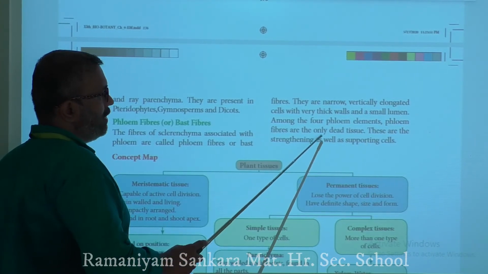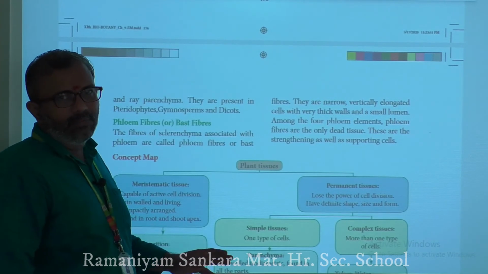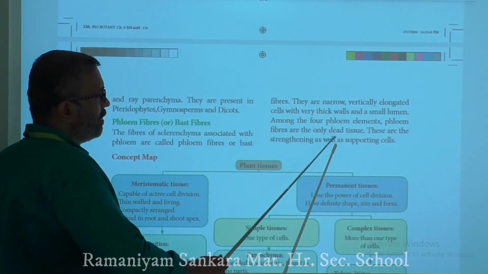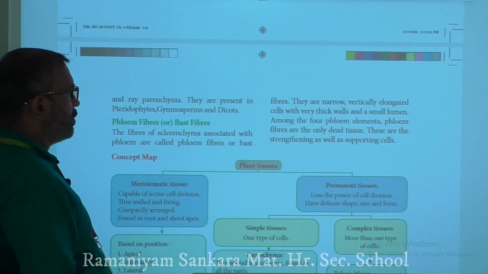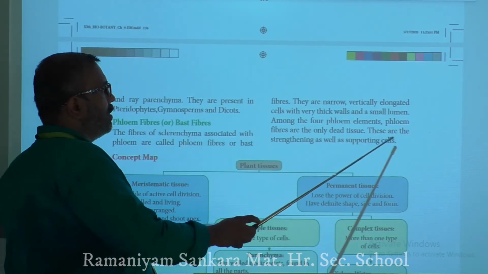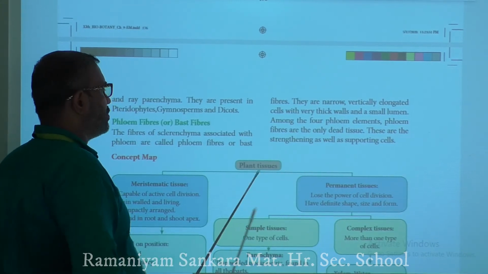phloem fibers are the only dead cells. Remaining all the phloem elements are living tissues. They are the strengthening as well as supporting cells.